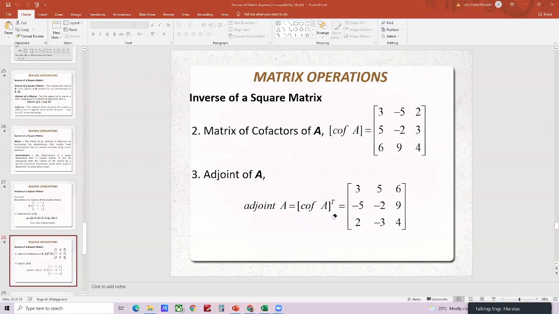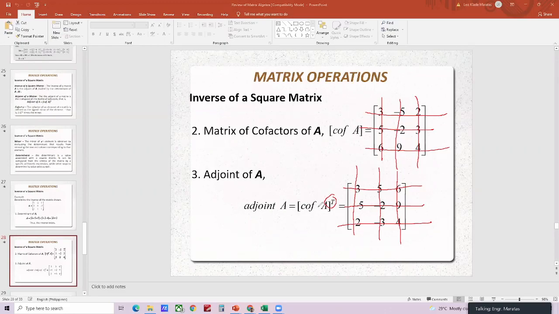Then again, the adjoint is simply the transpose of the cofactor matrix. To get the transpose, you have to interchange the elements of the rows and the columns. So the first row becomes your first column. The second row becomes your second column, and the third row becomes your third column. Or vice versa, the first column should be the elements of your first row, the second column the elements of your second row, and the third column the third row. Okay?